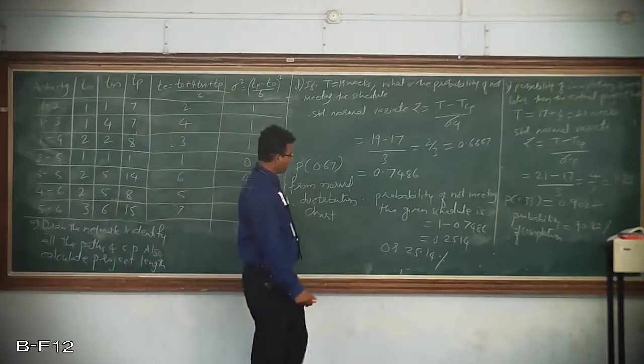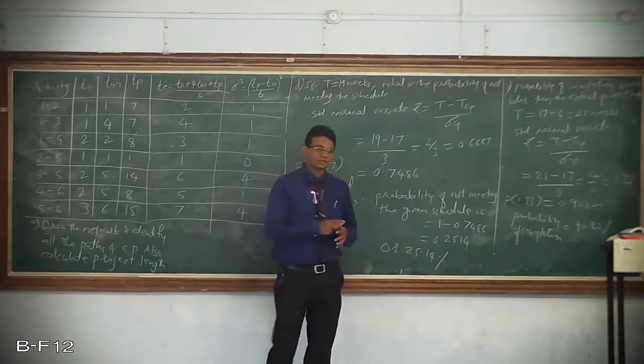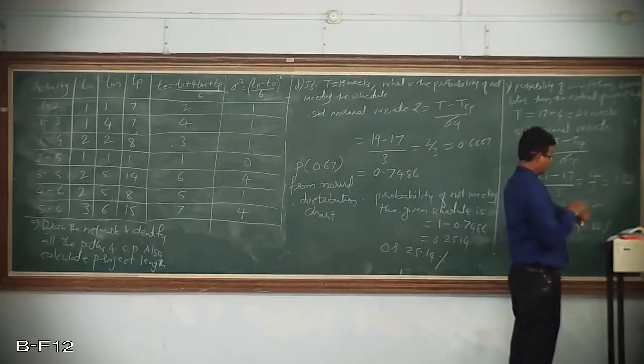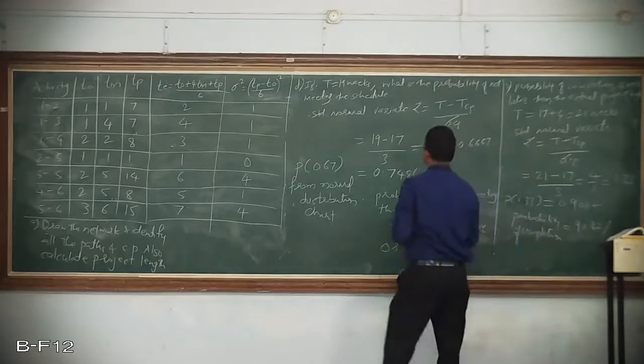Okay. So I have calculated the probability of not meeting the schedule by subtracting the probability that I have calculated. So I will be getting the probability of not meeting the schedule as 25.14%. Now I'll go to the next. So I'll erase this.